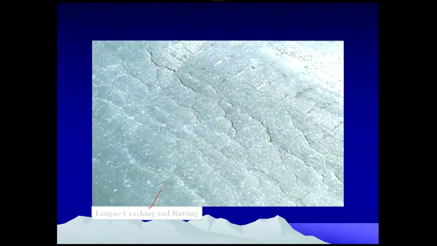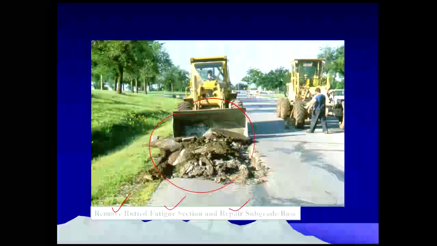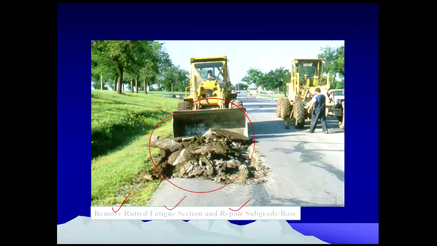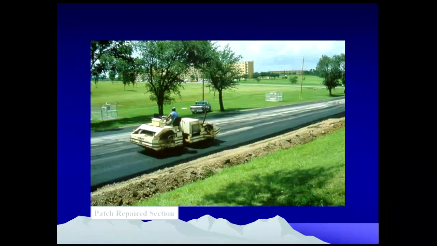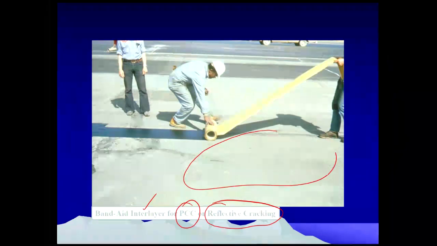So what we have to do is mill this pavement section. In this case, they remove the rutted section and the fatigue section, and repair the subgrade. In doing so, you can patch repair the section also. You can use this kind of material, and this is the band-aid interlayer, or PCC, for reflective cracking, because this is an old pavement, you can see.